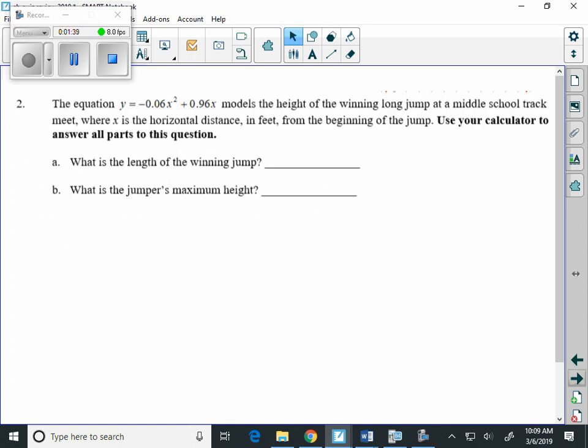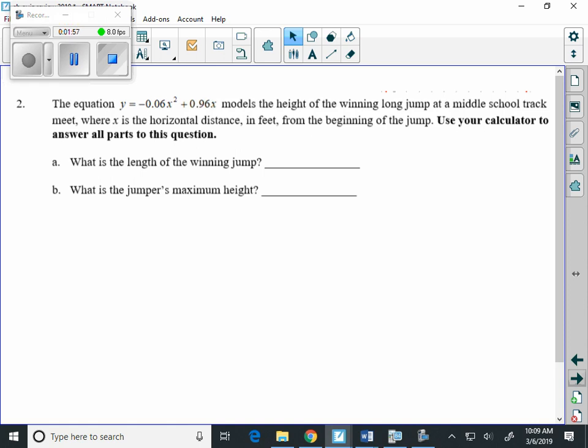Number 2, the equation y equals negative 0.06x squared plus 0.96x models the height of the winning long jump at a middle school track meet, where x is the horizontal distance in feet from the beginning of the jump. Use your calculator to answer all parts of the question.